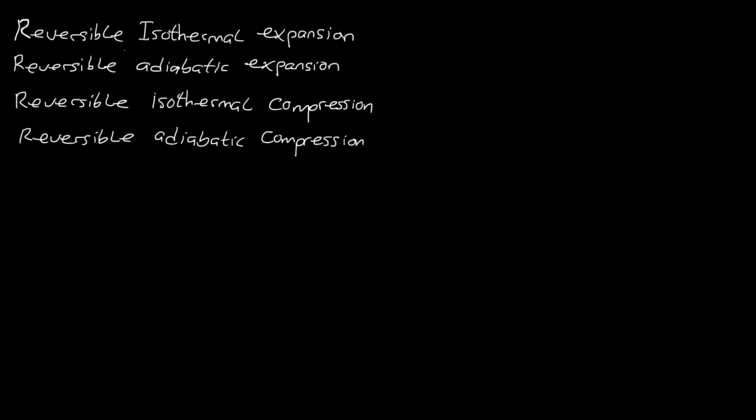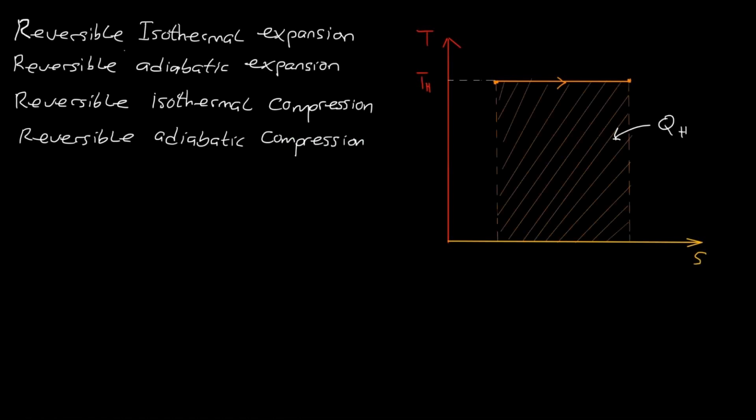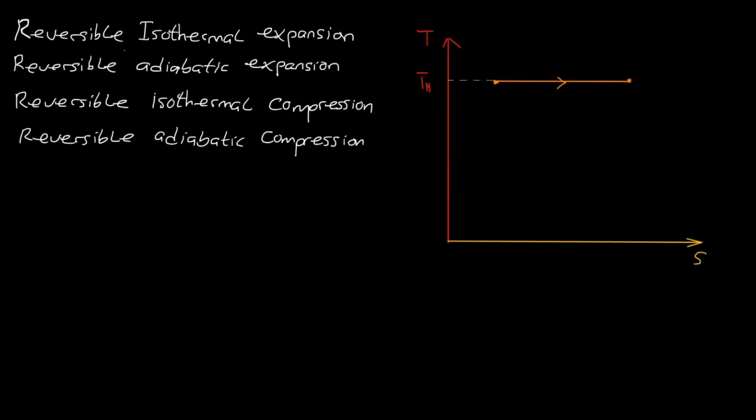The isothermal expansion is represented by a horizontal line on the diagram. During this process, an amount of heat, QH, is absorbed from the high temperature reservoir, TH. The adiabatic expansion, which follows, is a reversible one, and so it is isentropic. We represent this using a vertical line on the diagram.